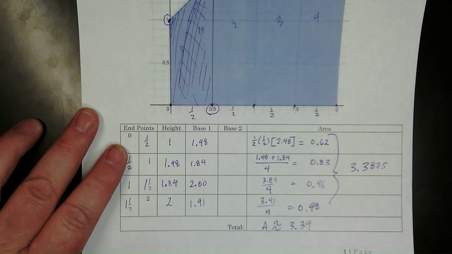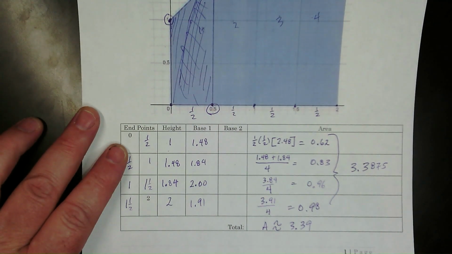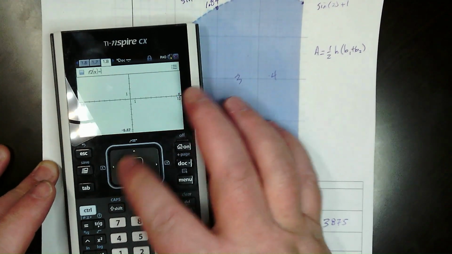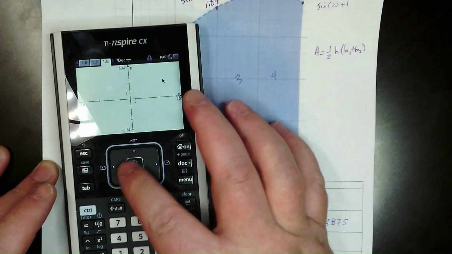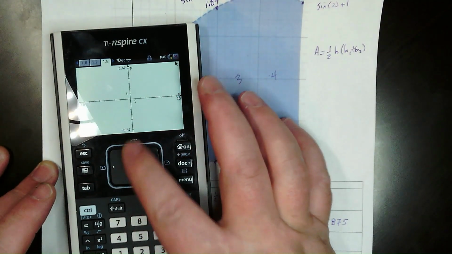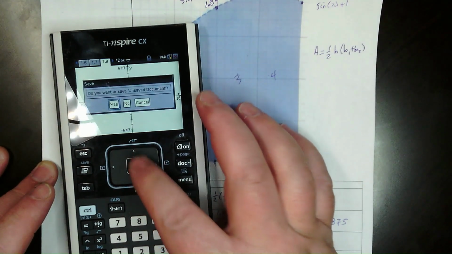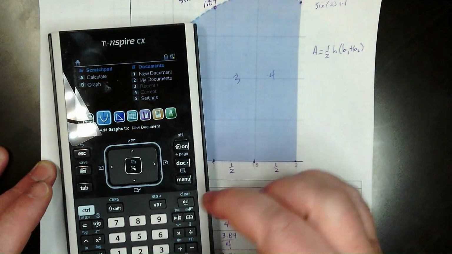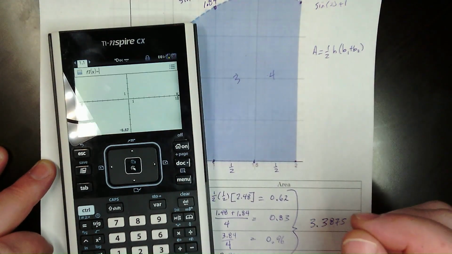But I figured, hey, since we're here, let's go ahead and take a look at a graph while we're at it and see just how close we were. So let me open up a graph right here. I'm going to go ahead and close all these graphs. Do I want to save? I do not. Alright, fresh graph.